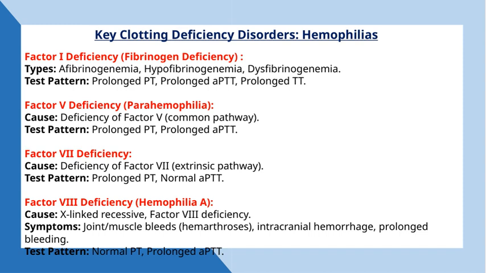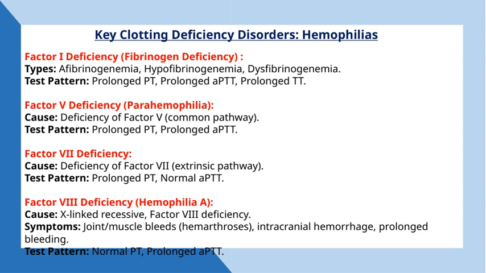Moving on to factor V deficiency, sometimes called parahemophilia. This involves a deficiency of factor V, which is part of the common pathway in coagulation. Because it impacts the common pathway, both PT and aPTT are usually prolonged in these patients. This gives us a clue about where the clotting process is disrupted.